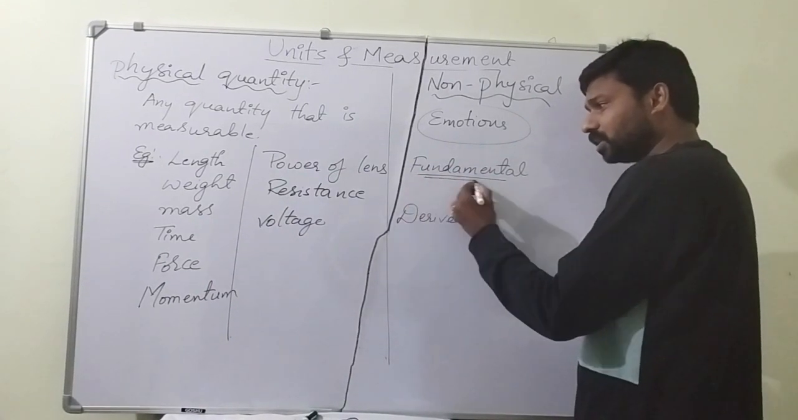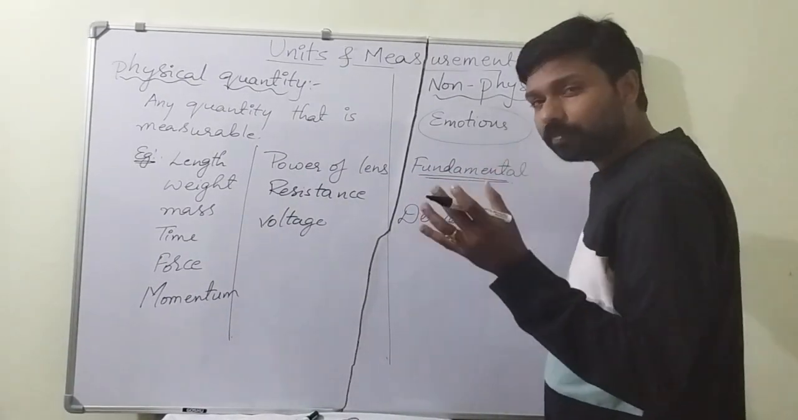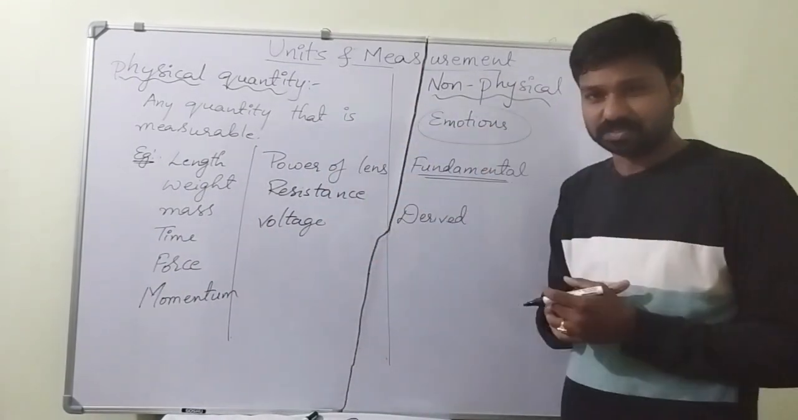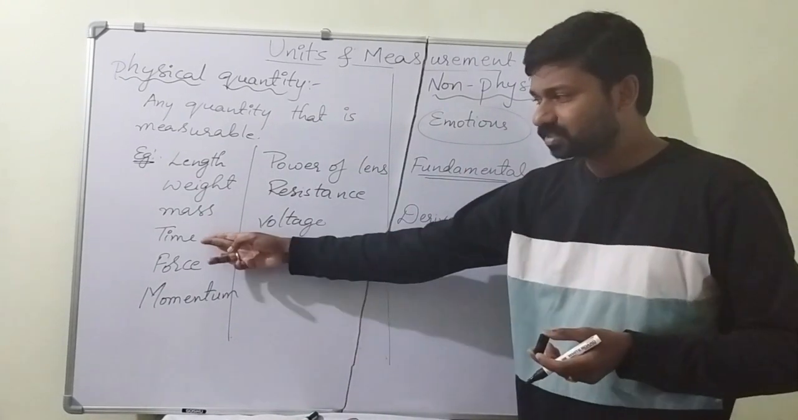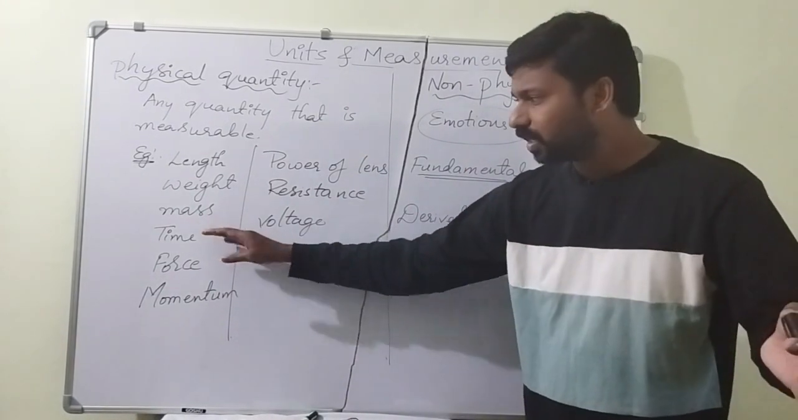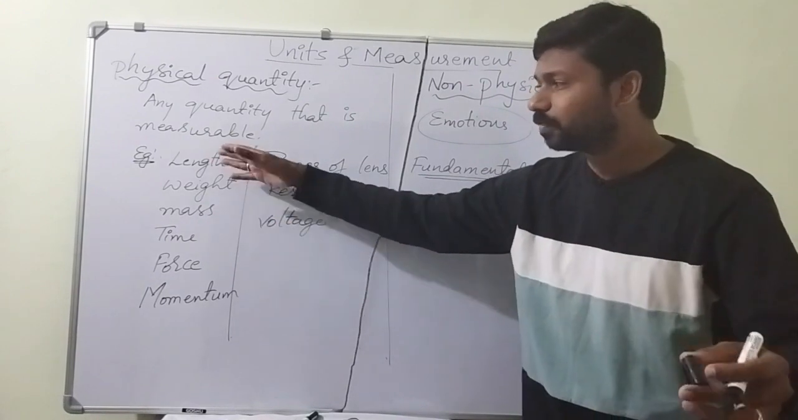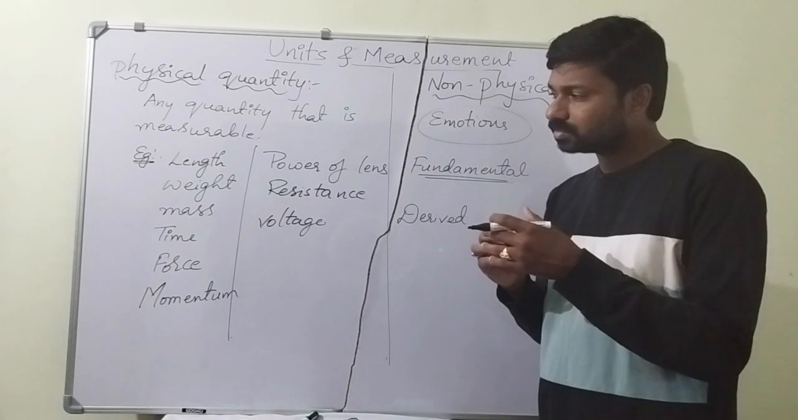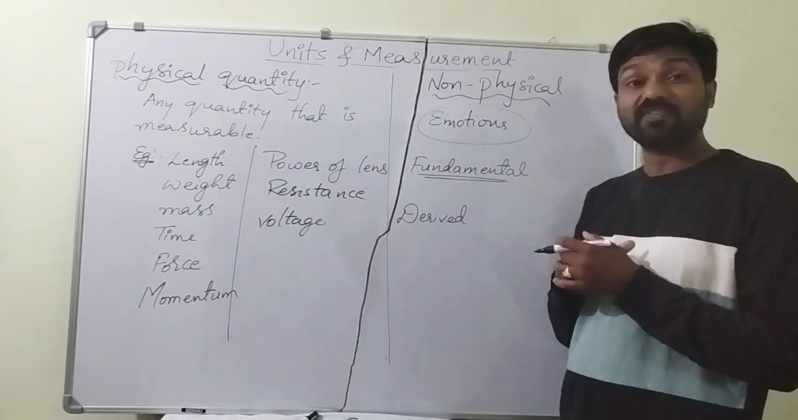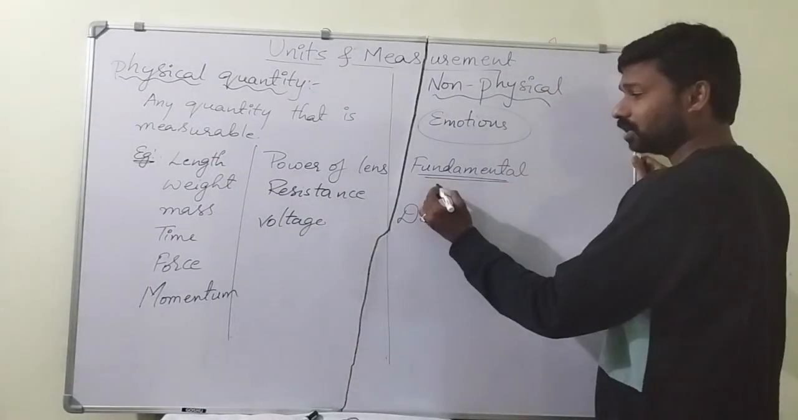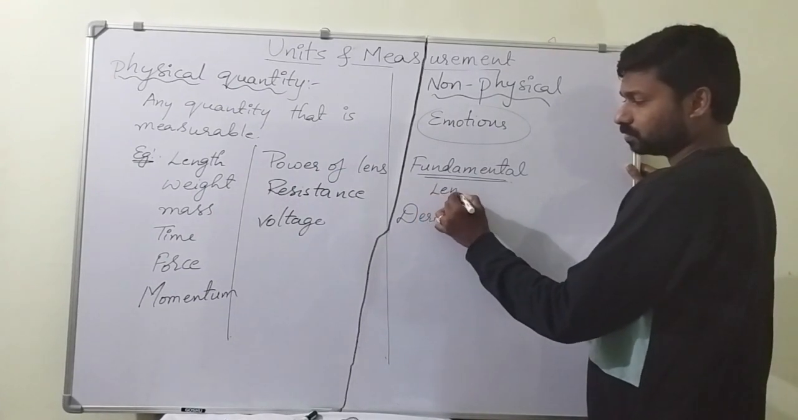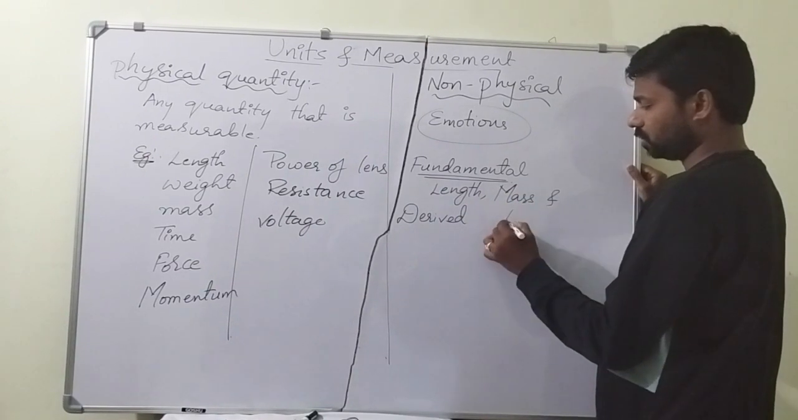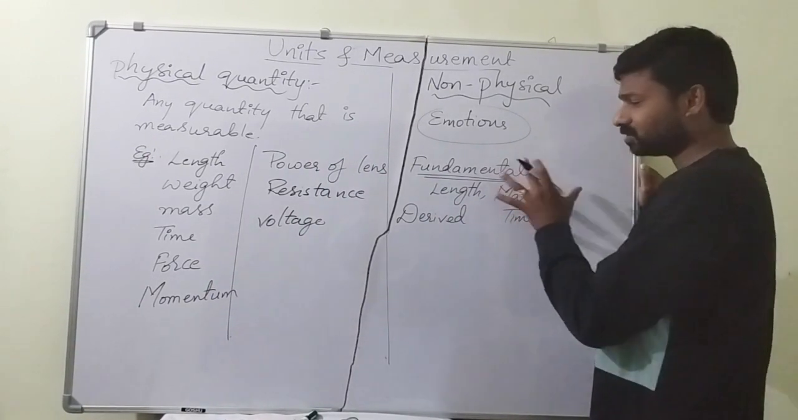Suppose in nature there are few physical quantities which are independent. Independent in the sense that the physical quantity doesn't depend upon other quantities. Like for example, time. Time is an independent quantity. It doesn't depend upon mass or length. Such types of physical quantities we call fundamental physical quantities. Basically in nature we have length, mass and time. For the time being, let us take these three.